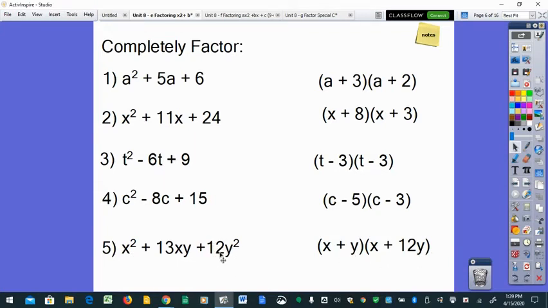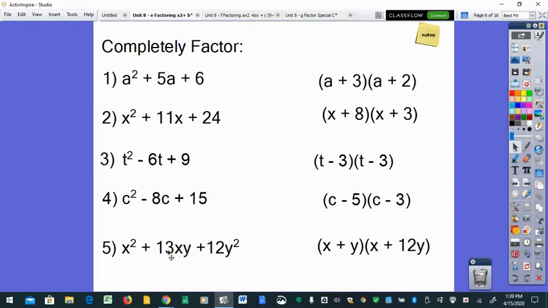Now to get a 12, it could be 1 and 12, 2 and 6, or 3 and 4. But to get that 13, and notice it's positive, and that's why these are both plus, it has to be the 1 and 12 combination. So now let's FOIL this one. x times x gives you x squared. x times 12y gives you 12xy. And 1xy in the center. And if you have 12xy plus 1xy, it'll give you 13xy.